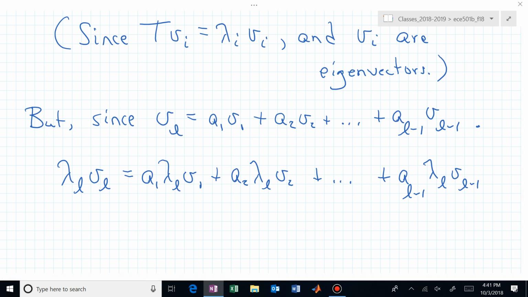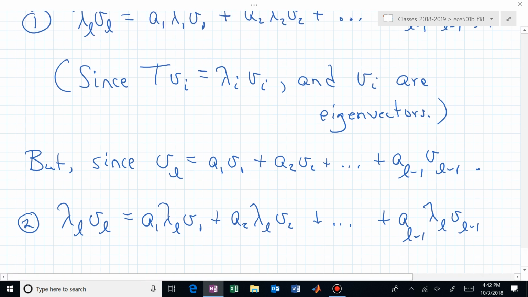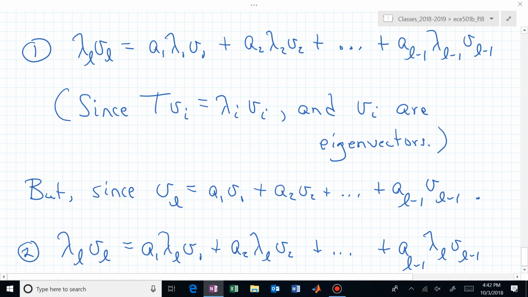Everybody okay with what I've done so far? Let me call that equation 2. And I simply found that by multiplying the top equation for V sub L by lambda sub L. Now let me combine 1 and 2. And by combine, I mean let me subtract equation 2 from equation 1.